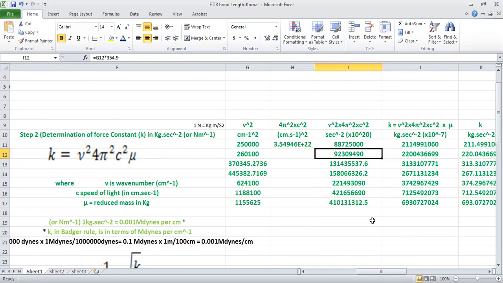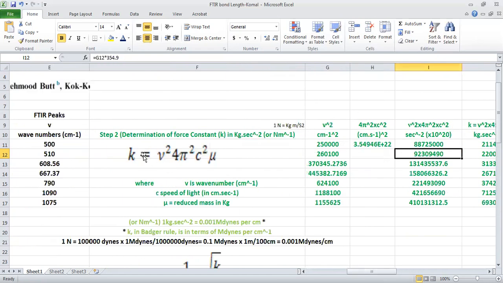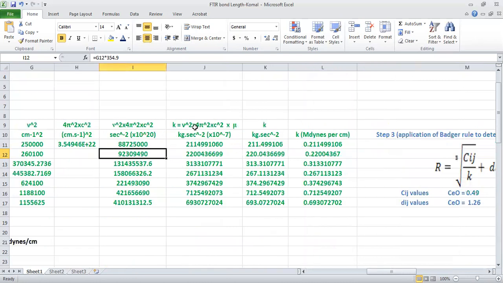So you can calculate any of the form. So the next is the value of the k constant. What is left over here? We have calculated this multiplied by this, and now you have to multiply with the reduced mass, and we have already calculated the reduced mass. And in the next column, I have just calculated the k value.